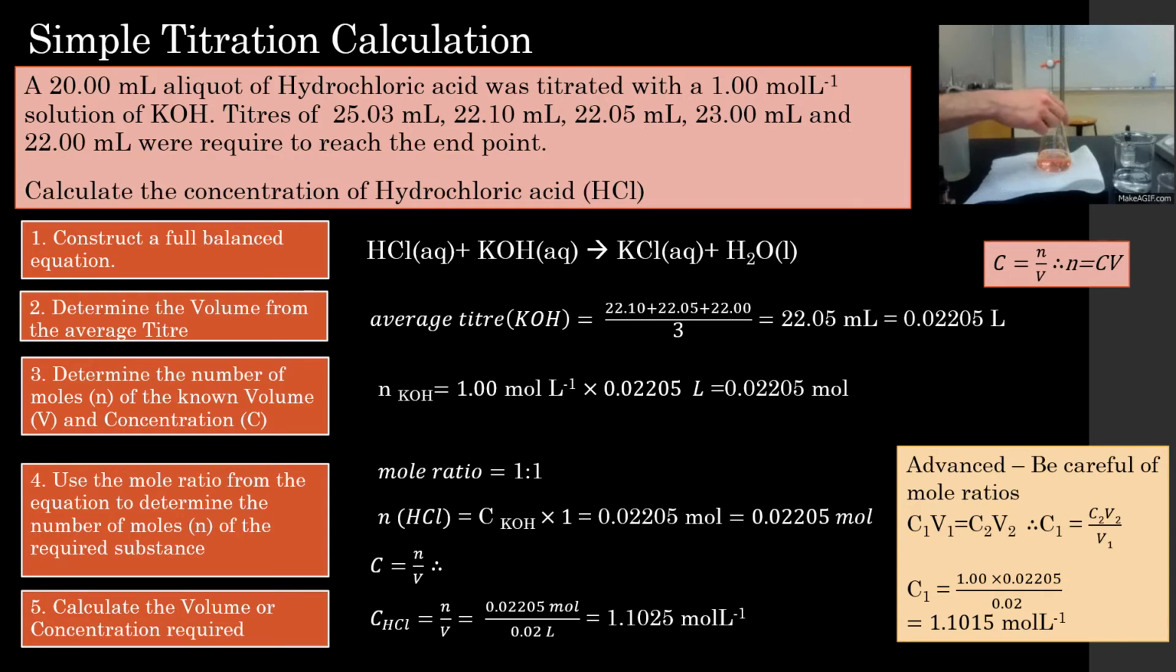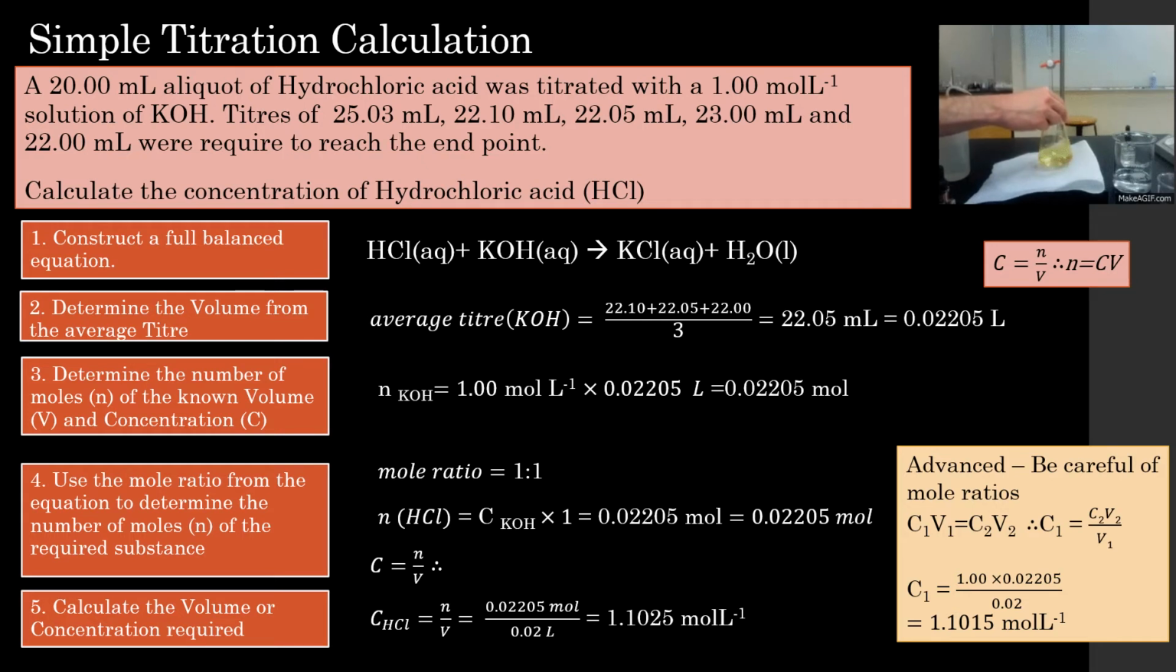So if we were to perform a simple titration calculation, we've got a 20 ml aliquot of hydrochloric acid, and it was titrated with 1 molar solution of potassium hydroxide. We've got titers of 25.03, 22.10, 22.05, and 22 required to reach the endpoint. Calculate the concentration of hydrochloric acid. First of all, just construct the full balanced equation. Then you find 3 concordant titers. Remember, they've got to be within 0.10 mils of each other.